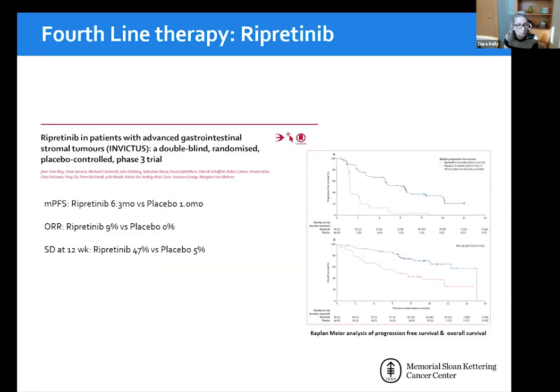This is the data reflecting the Ripretinib phase 3 study that was recently resulted and showed an improvement in progression-free survival for Ripretinib over placebo. Progression-free survival essentially means that it's delaying the growth of these tumors, and we see a considerable improvement over placebo, a 5-month improvement. And again, response rates are on the lower side in terms of tumor shrinkage, 9% versus 0% in the placebo.